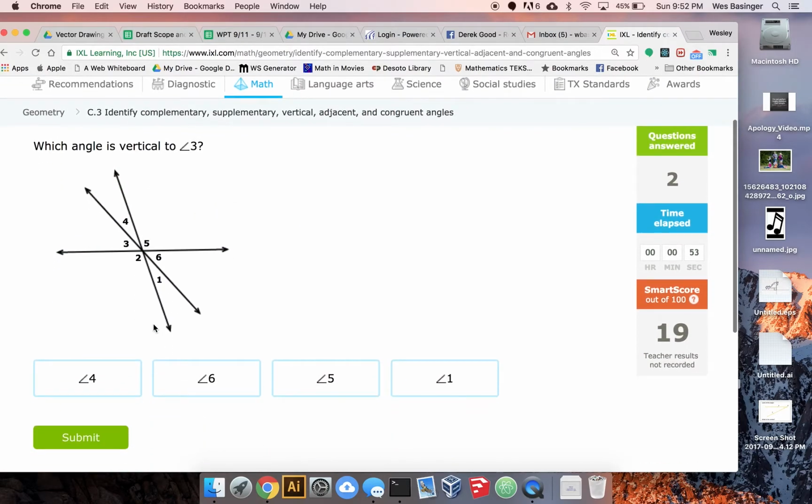This one says which angle is vertical to 3. Here's 3. You need to go directly opposite 3. So straight across to 6.